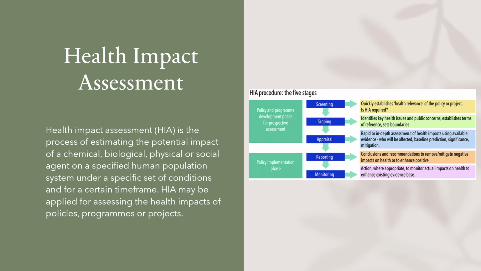We have now reached the end of the slide, and I'll be talking about the final topic, which is the health impact assessment. So health impact assessment is the process of estimating the potential impact of a chemical, biological, physical, or social agent on a specific human population system under a specific set of conditions and for a certain time frame. HIA may be applied for assessing the health impact of policies, programs, or projects.